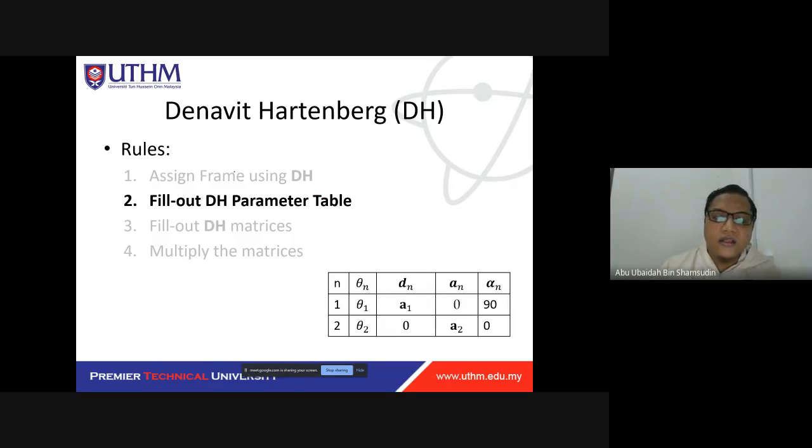So if you remember, last week we have learned about forward kinematics. So one of the ways we are trying to use for the forward kinematics is Denavit Hartenberg.